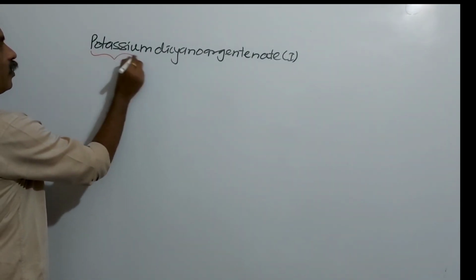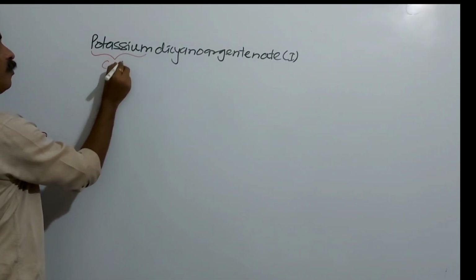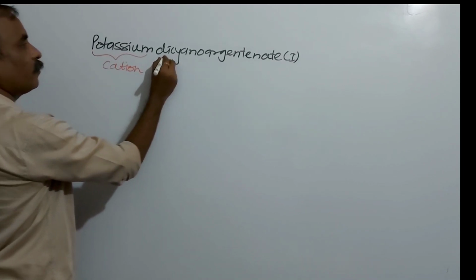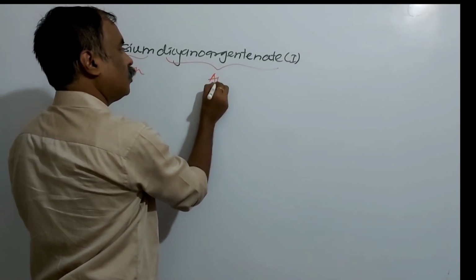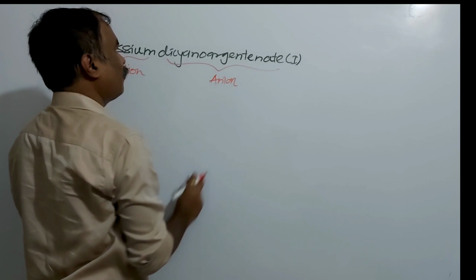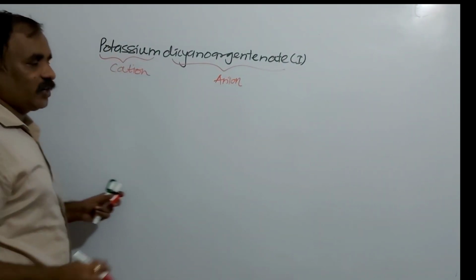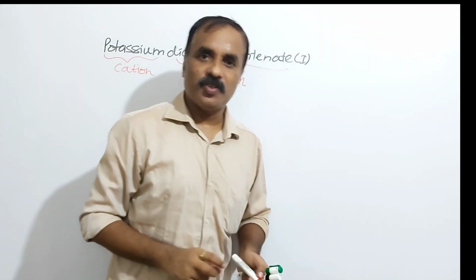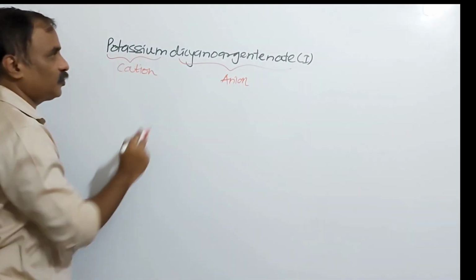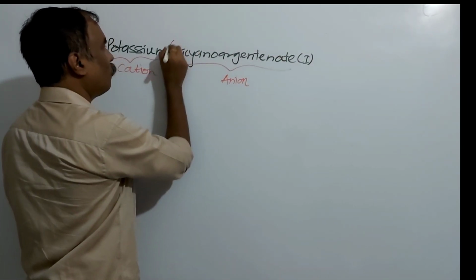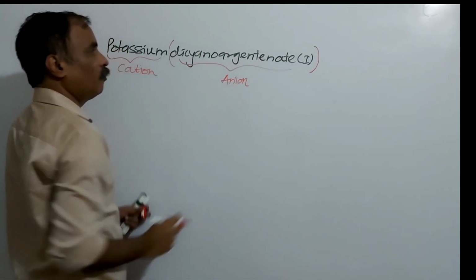Potassium is a cationic part. Here a little gap is there. This is a cationic part, a cation, and this is the anion. Then identify the position of the complex. Potassium is not part of the complex. So here the complex is dicyanoargentinate 1. This is the complex, an anionic complex.